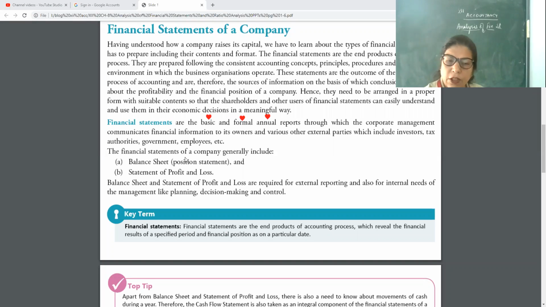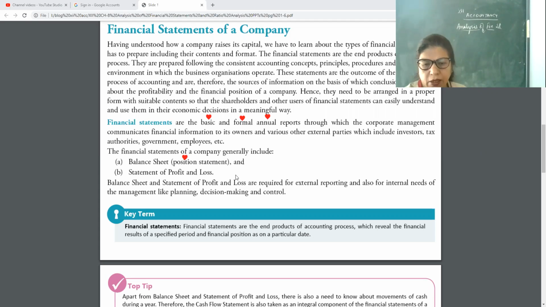Note down, please, for position statement, balance sheet. This question came in the exam: for the position statement, which statement prepared by the company will you write? Balance sheet. The balance sheet shows financial position: how much assets the organization is having, how much liabilities they are having. That's why it is known as position statement. Balance sheet. And next is statement of profit and loss, which shows profitability.